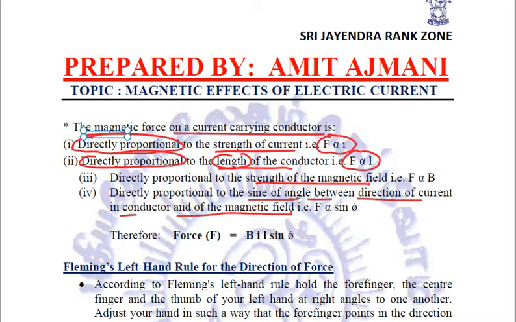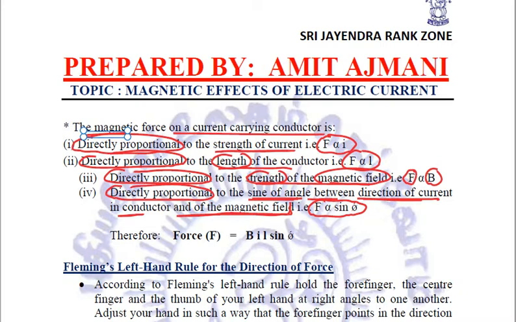Next, the force is directly proportional to the strength of the magnetic field. If it is a strong magnetic field, more force will be exerted. And it is directly proportional to the sine of the angle between the direction of current in the conductor and of the magnetic field. That is, force F is directly proportional to sine theta.